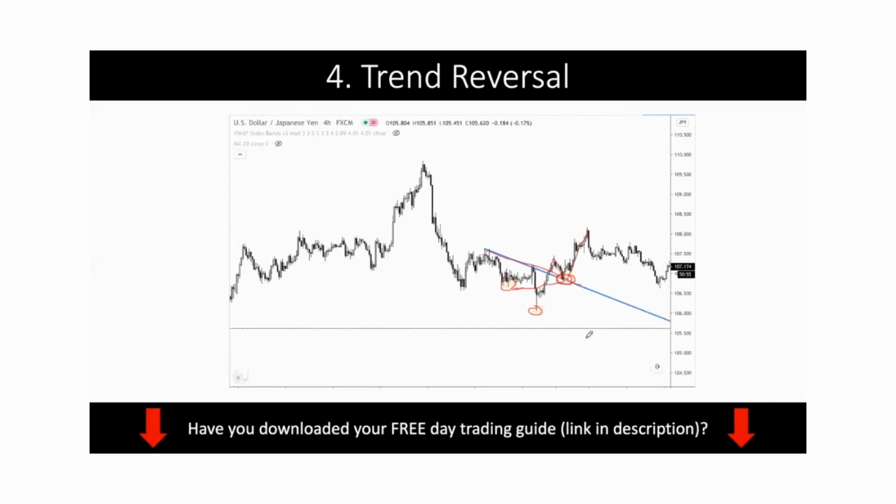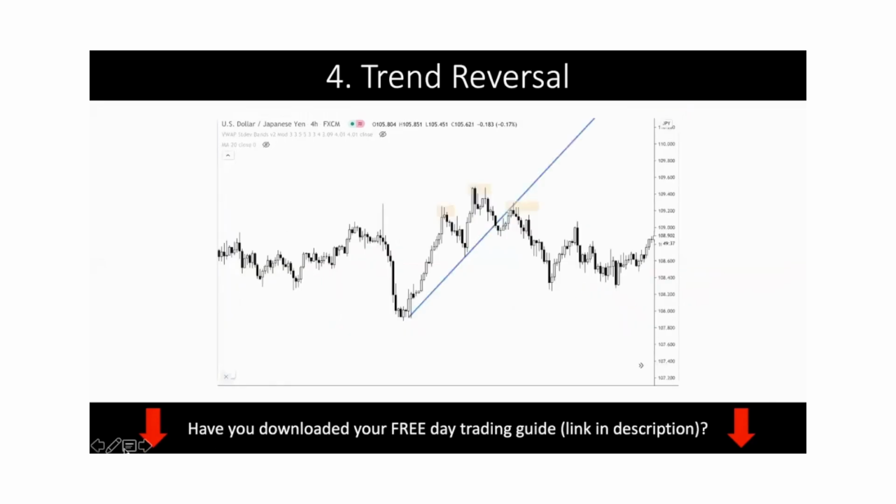Okay, so this is the bullish example. Let me show you the bearish example. Okay, so this is the bearish example over here. You have your left shoulder, you have the head, and then you have the right shoulder. In this case, you have your trend line as well. This is your trend line up.